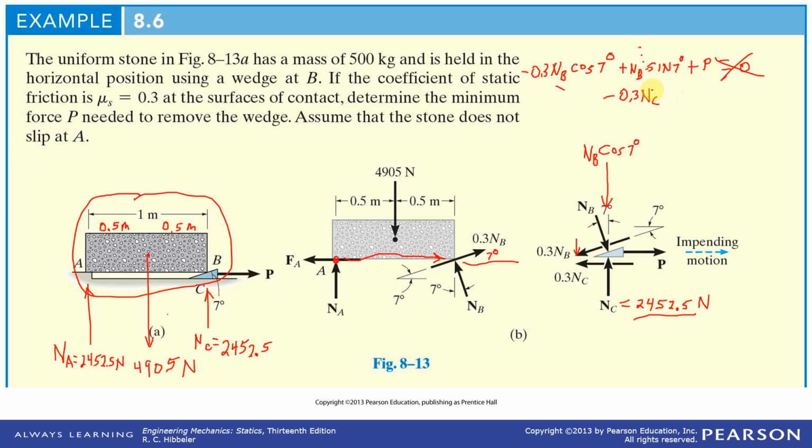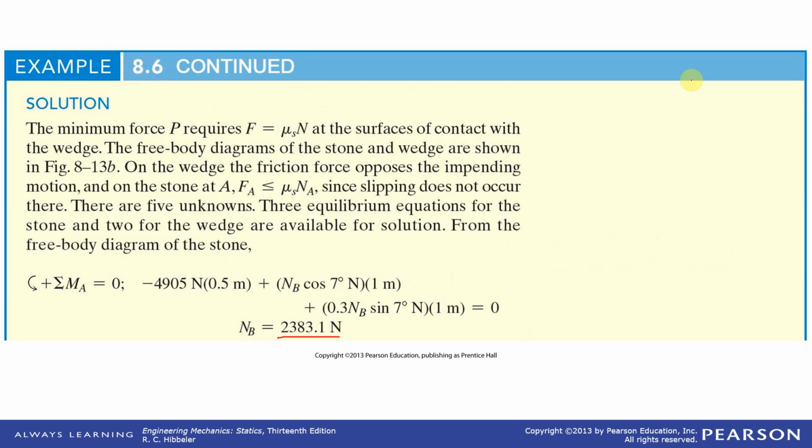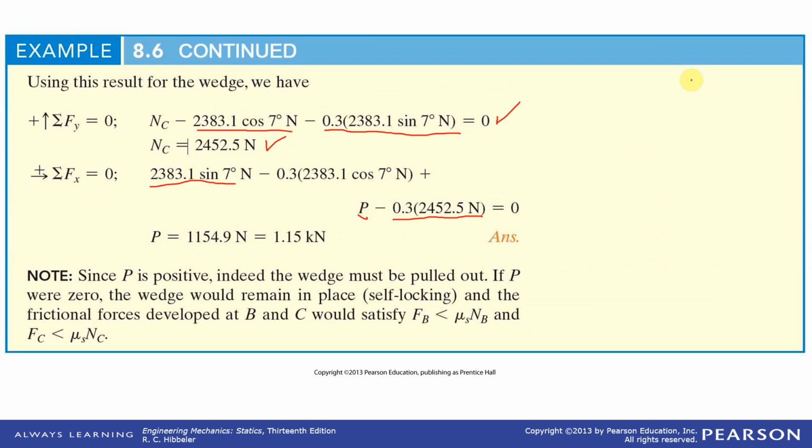Yeah, there it is. Now the sum of these four equals 0: 0.3 NB cosine 7, NB sine 7, P, and 0.3 NC. And then solve for P. Everything is known. This is NB. This is NC. NB here. Okay, and we get this answer.